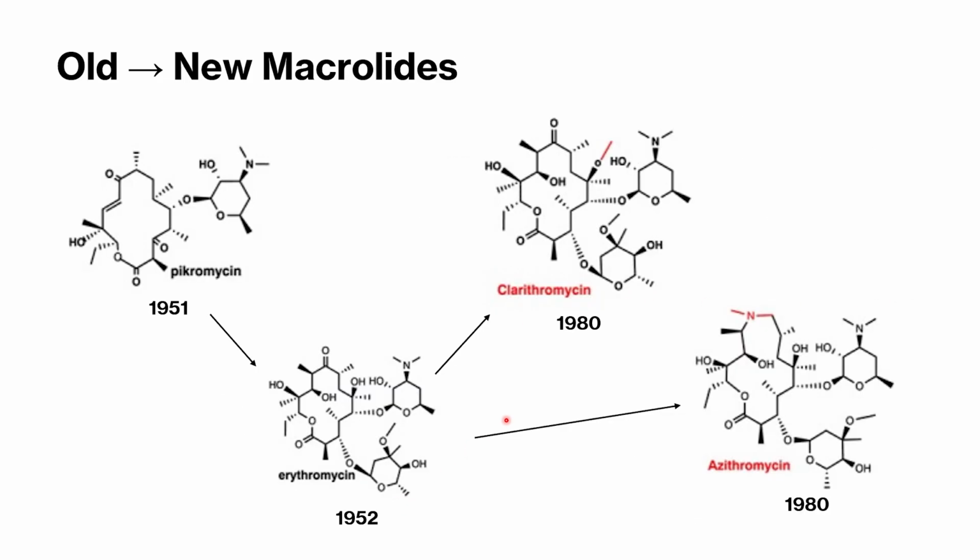So if we look at the macrolides, we have picromycin back in 1951, erythromycin just a year later. Who all knows about erythromycin? Everybody knows about erythromycin. And then erythromycin was altered chemically to create clarithromycin, it's a hard word, and azithromycin. And you can see here the little chemical alterations that were made to create these different compounds. Clarithromycin and azithromycin are both chemically altered versions of erythromycin.